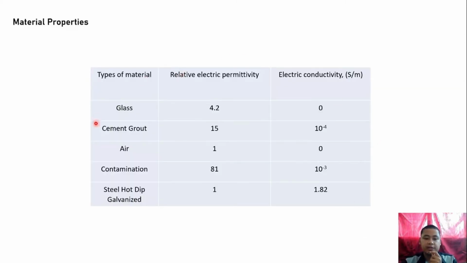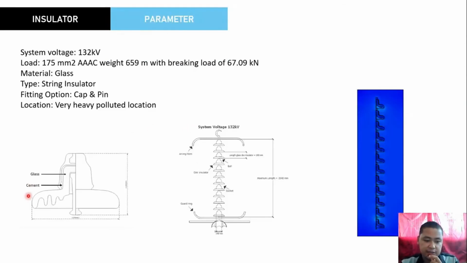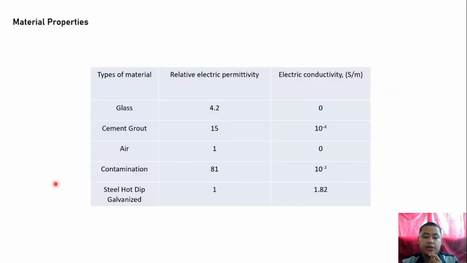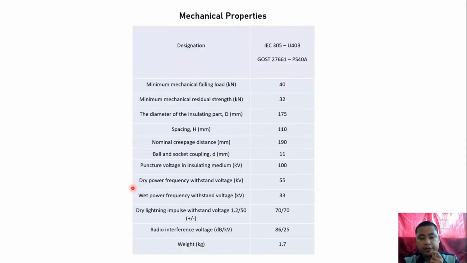So the material properties are very important in determining performance. The type of material that we use is glass. This is the cement growth, the air and contamination, which include the rain and chemical substances, because our location is a heavily polluted area, and still hot dip galvanized, by using the arcing horn and guard ring.